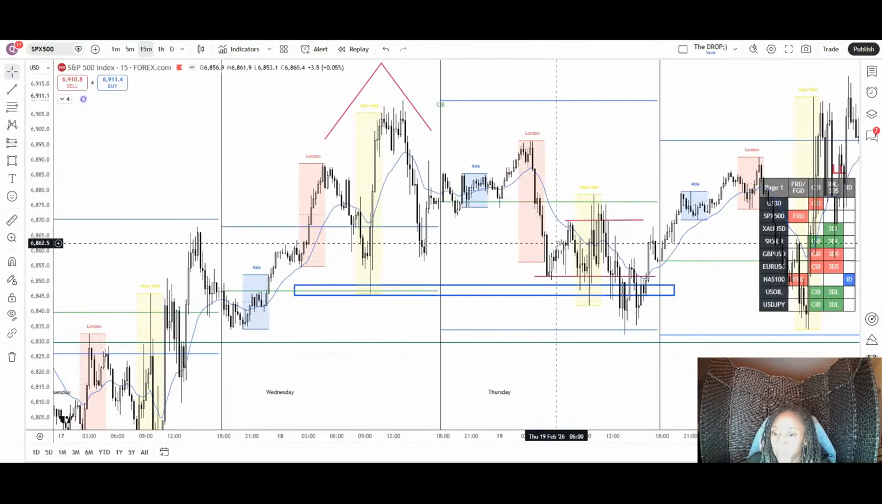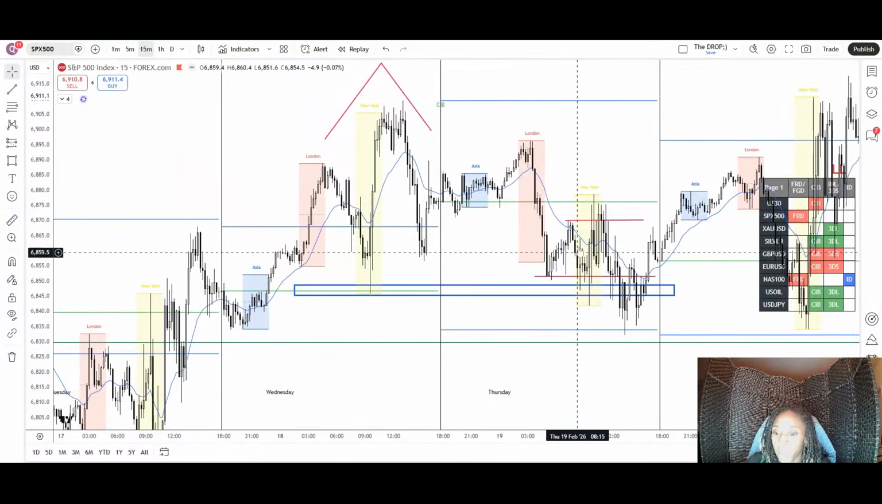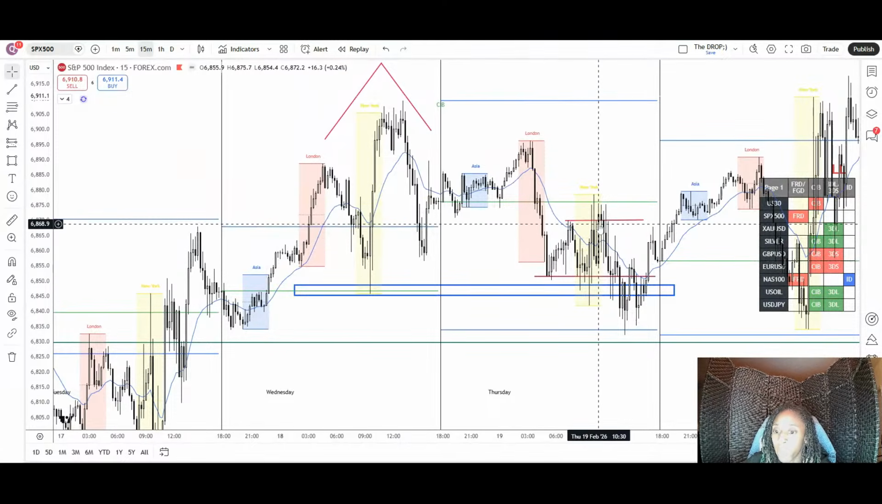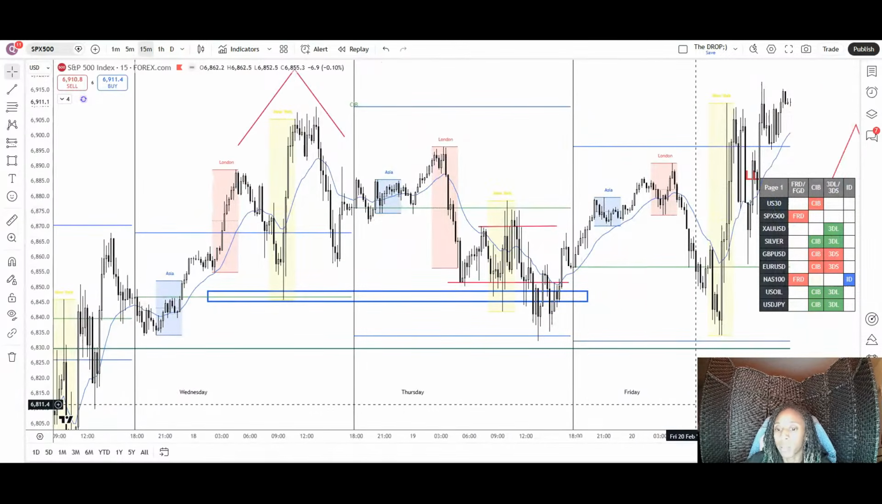But you're not going to know until the New York session opens up. Now it's choppy, so just cut your losses. If you see a big wick and it's wicking both sides, just get out.